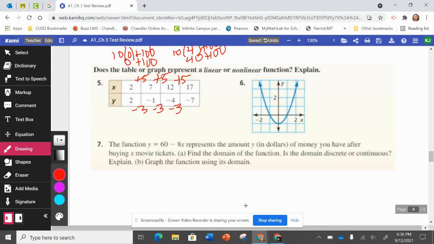Remember, it doesn't matter that the 5 and the -3 are the same. What matters is that all of the x's are increasing by 5 and all of the y's are decreasing by 3. So this is linear because the rate of change is constant.